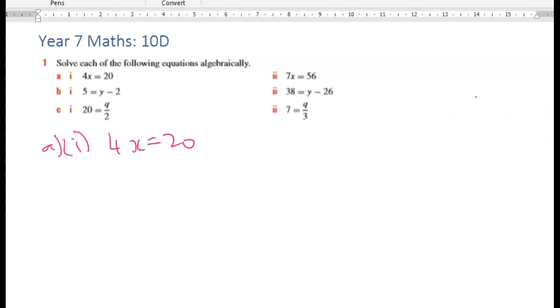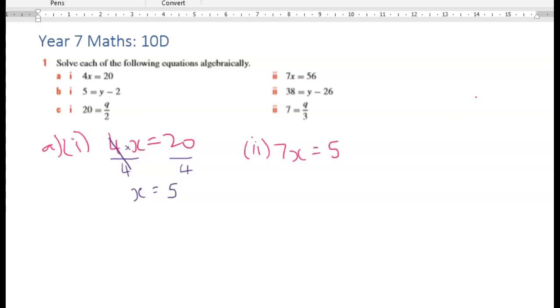So here we've got 4 times x, okay, so 4x is 4 times x. The opposite sign to multiply is to divide. So to get rid of that 4, we'd now do divided by 4. And whatever we do to the left-hand side, we have to do to the right-hand side. Now 4 divided by 4 is 1, so we basically say they cancel out, and then we're left with just x. 20 divided by 4 gives you 5. Even though you could do that in your head, I'm just showing you how we do it algebraically.